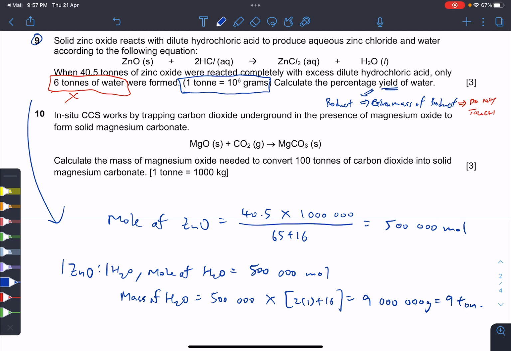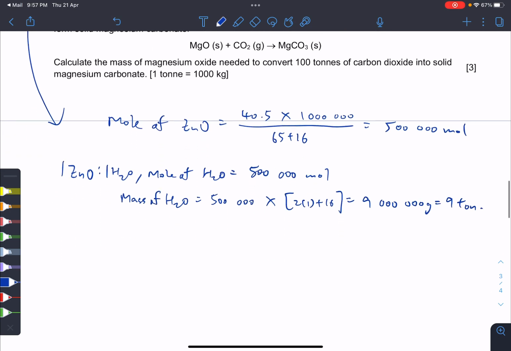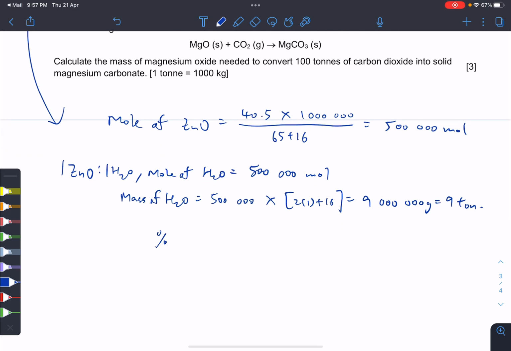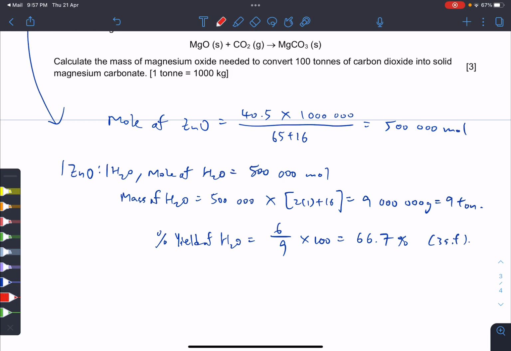How do I find my percentage yield? How do I find out how much percentage of water I actually get? Oh, it's just the smaller one over the bigger one. So percentage yield of water is just 6 ton over 9 ton times 100. You'll get 66.7% to 3 SF. Yay! That's it. And this is 1 mark, 1 mark, 1 mark, 3 marks.